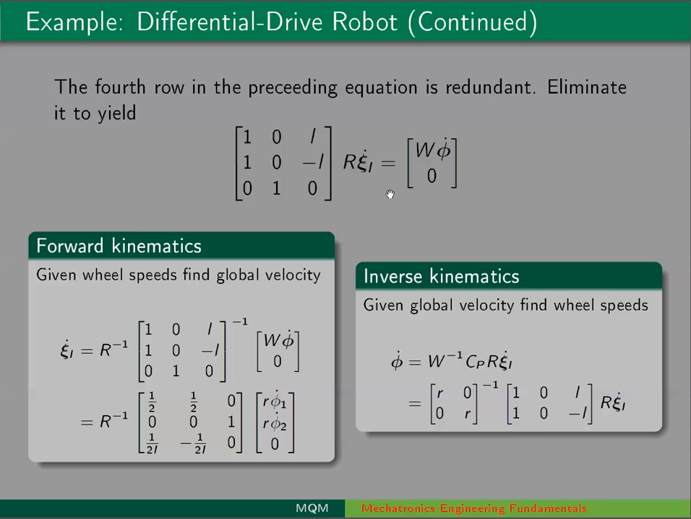Inverse kinematics we can also solve with this equation here, except we'll only take the top two rows. So inverse kinematics, that's where we want to find the wheel speeds given a global velocity. So here we're given psi dot I, and we want to find out what wheel speeds we need to set in order to have that velocity. And so this is the top two rows of this equation rearranged. Phi dot is the inverse of W times CP times R times psi dot I.